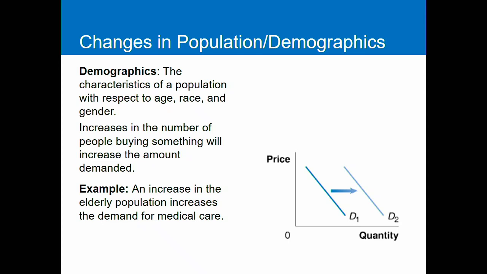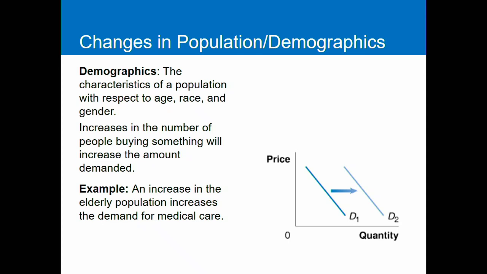Next is changes in population and demographics. Demographics is the characteristics of a population with respect to age, race, gender, all those sorts of things. Different characteristics that you can break it down by. Population in general is just the number of people, so that's the number of potential consumers in the economy. If the population increases, you've got more potential consumers, the demand curve is going to shift to the right. It's going to increase because there's just more people that can buy your stuff.